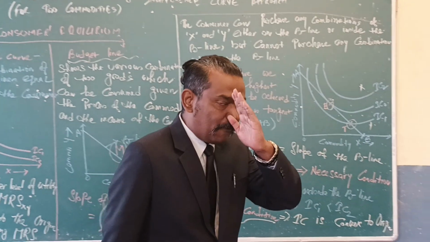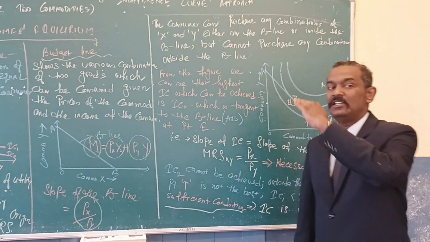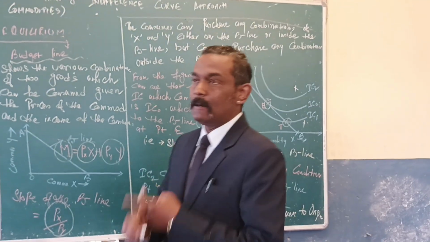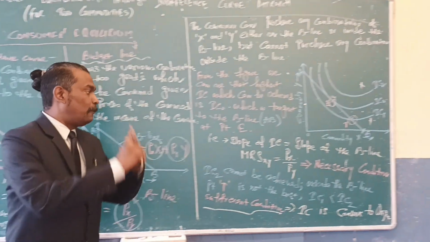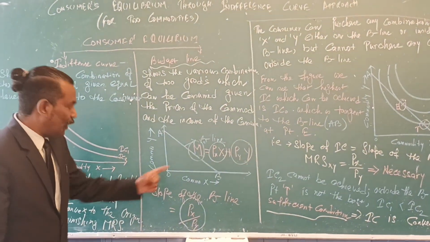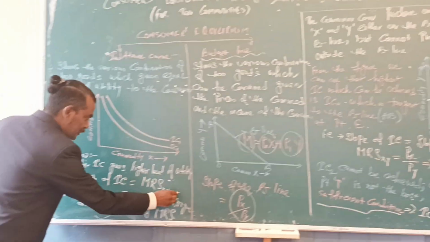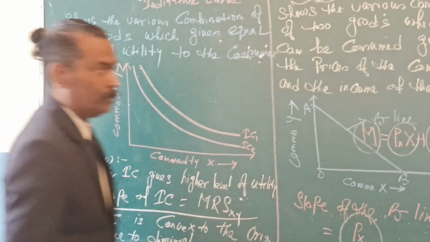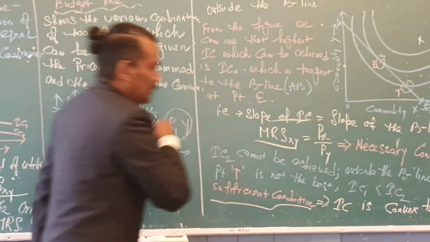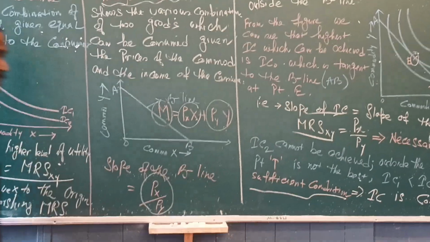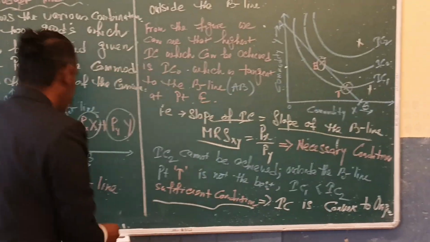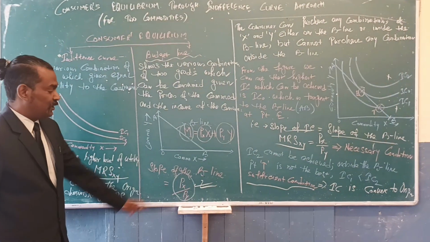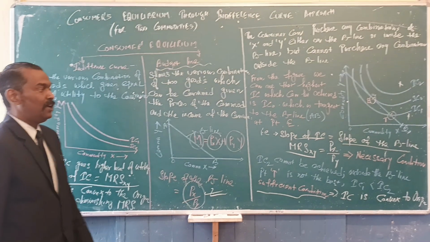So, the first order condition, or the necessary condition, for the consumer's equilibrium is that the slope of the indifference curve must be equal to the slope of the budget line. What is the slope of the indifference curve? The slope of the indifference curve is the marginal rate of substitution between the commodities, so the slope of the indifference curve is MRS XY. What is the slope of the budget line? The slope of the budget line, as already explained, is equal to the ratio of the price of commodity X to the price of commodity Y.